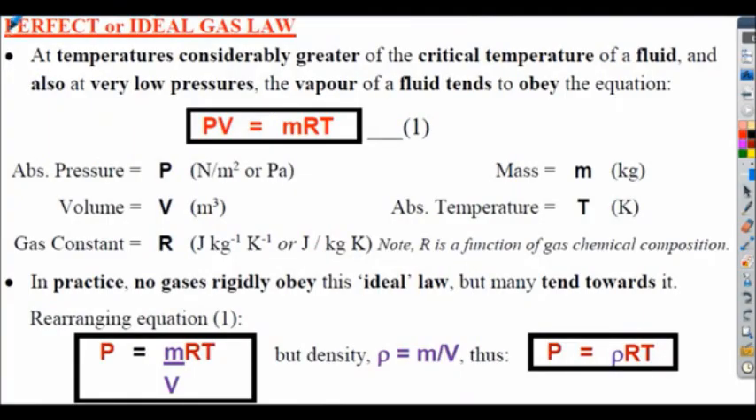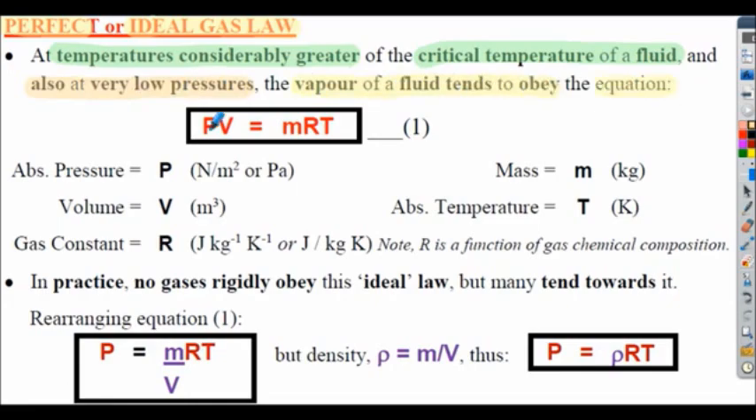So finally let's consider the perfect, sometimes called the ideal, gas law. At temperatures considerably greater than the critical temperature of a fluid, and also at very low pressures, the vapour of a fluid tends to obey the following equation. P multiplied by V, pressure multiplied by volume, is equal to the mass multiplied by R multiplied by temperature T. Just label the equation 1 for reference here.